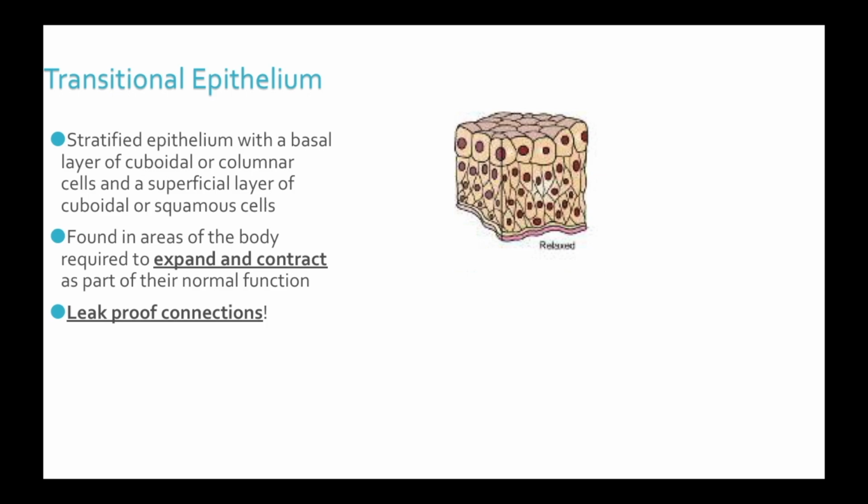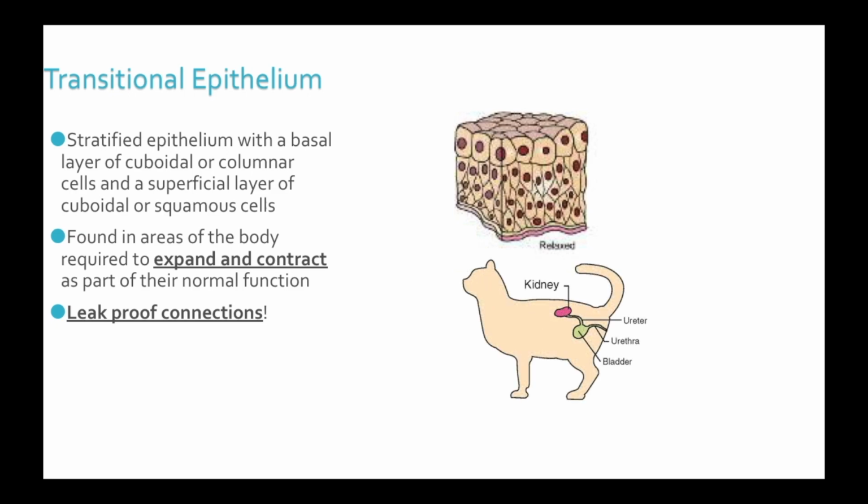They are found in areas of the body that are required to expand and contract as part of their normal function. Expanding, contracting. Good examples are, of course, the bladder, the ureters, urethra, and calyxes of the kidney. These form leak-proof connections, which again is so important when we're talking about the bladder and any kind of tissue that connects to secure the urine in the urinary tract.